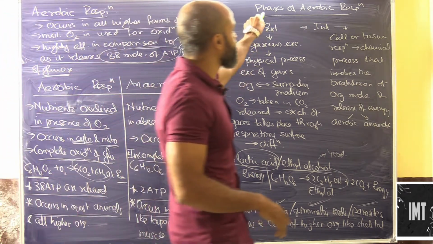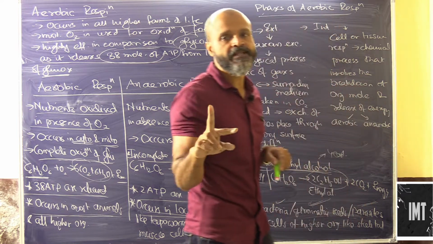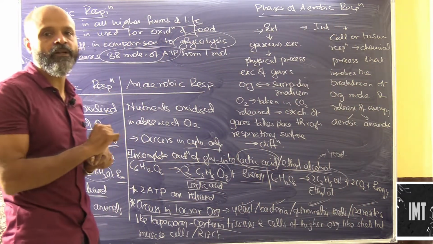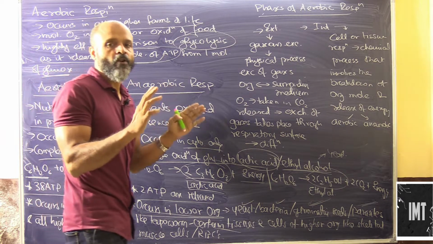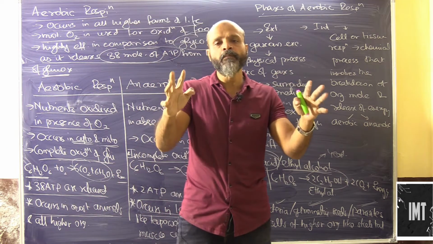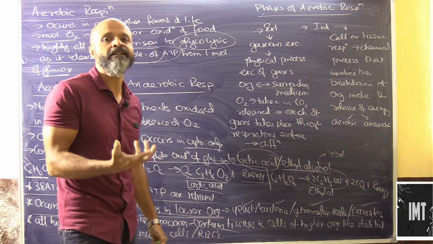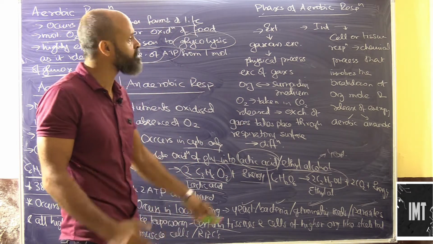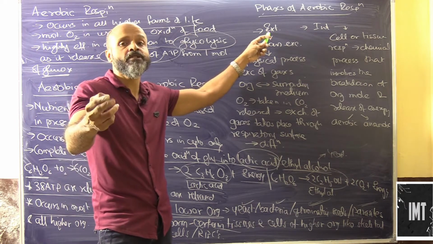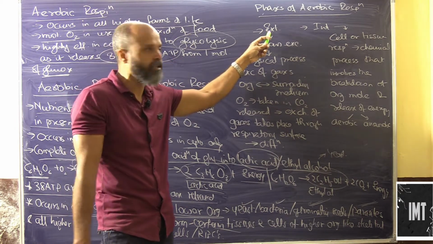Now what are the phases of respiration? There are two phases basically. One is the external phase and the other one is the internal phase. When we talk about respiration, we are talking about complete oxidation of glucose. So there has to be an intake of oxygen for the oxidation of glucose. This intake of oxygen comes under external respiration.